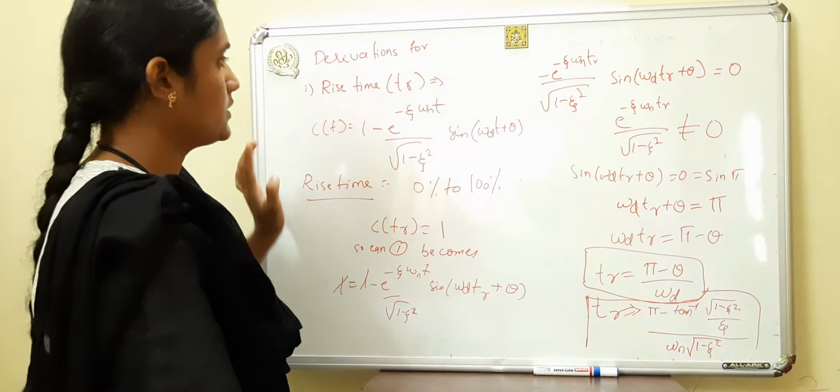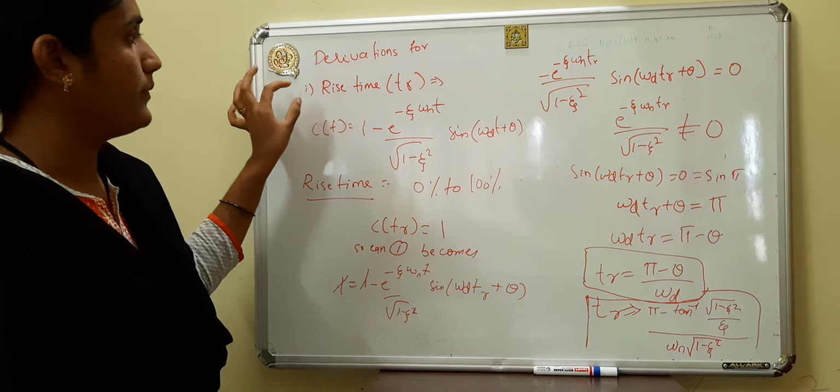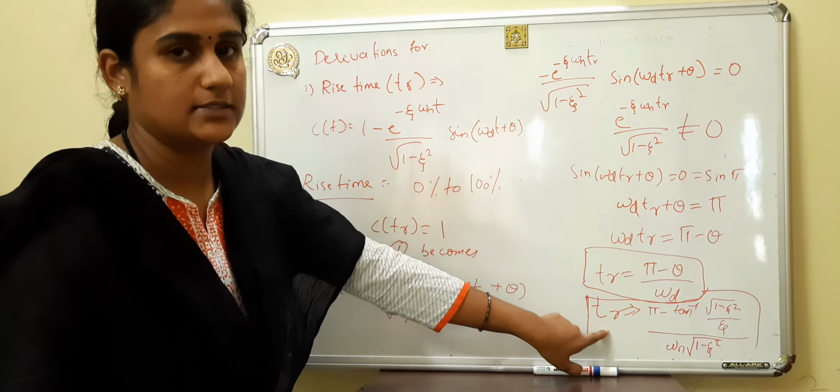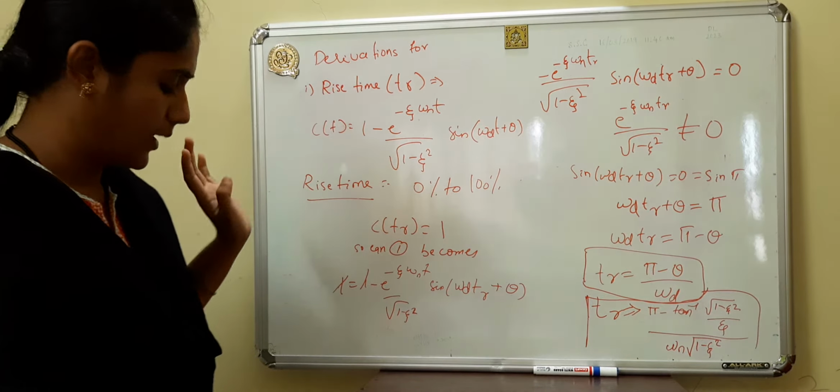Next, we have seen the formula for rise time. Now we will see the formula for peak time.